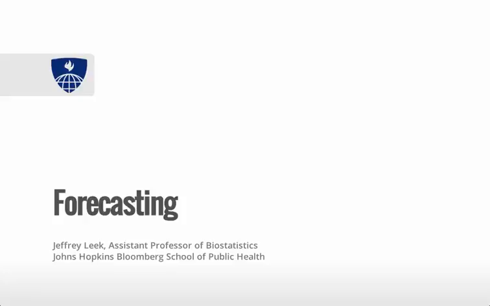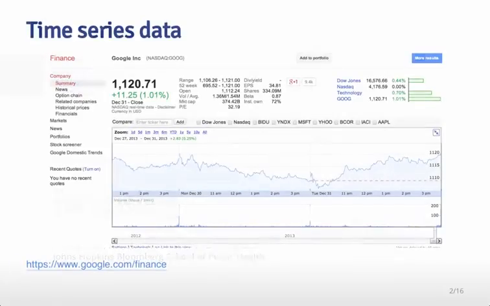This lecture is about forecasting, which is a very specific kind of prediction problem. And it's typically applied to things like time series data. So for example, this is the stock information for Google on the NASDAQ. And so it's the symbol GOOG. And you can see over time that there's a price for this stock and it goes up and down.